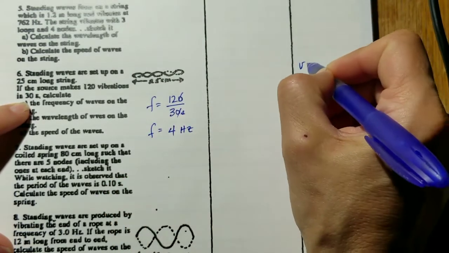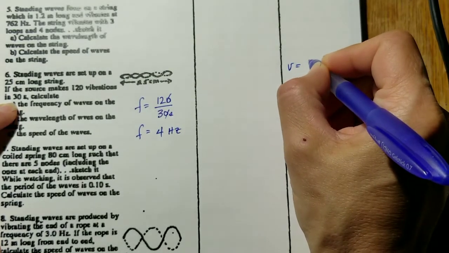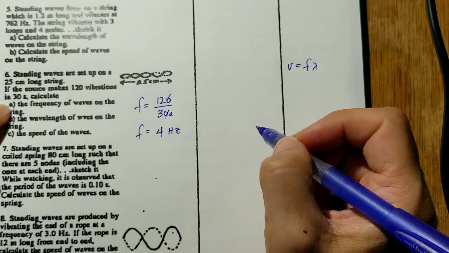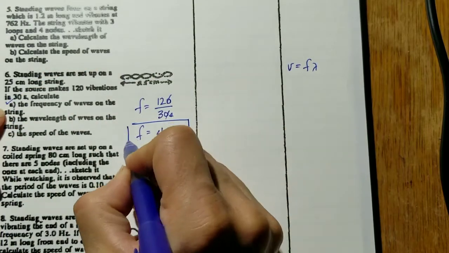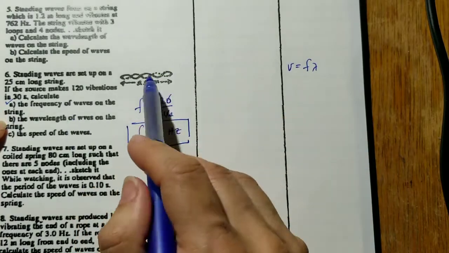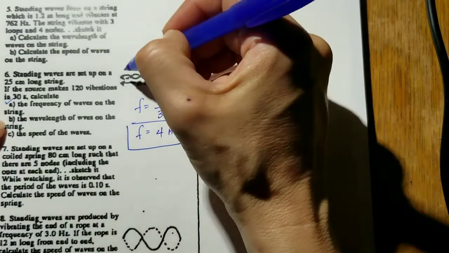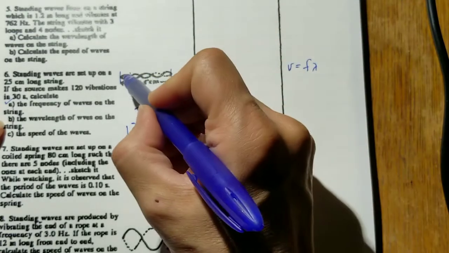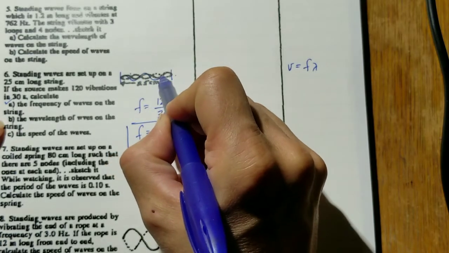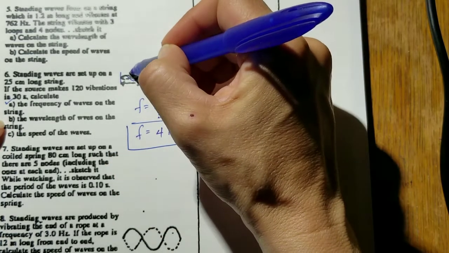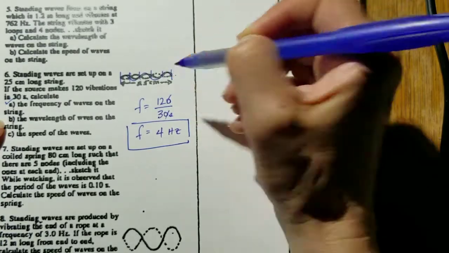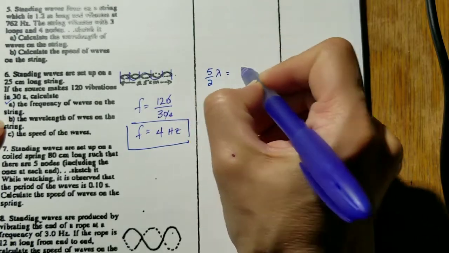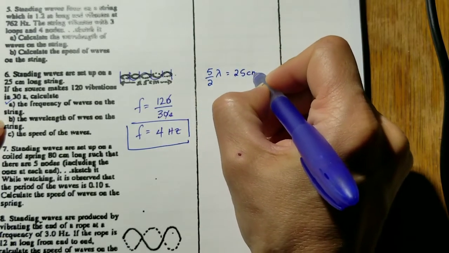To get speed, I need to know frequency and wavelength. So how do I get the wavelength? A is frequency, I'm done, and there's no rounding or anything there. Now the wavelength. They've drawn a picture here, and this is a standing wave. So how many wavelengths are there? Or we can count half wavelengths. Here's 1, 2, and a half. Or 1, 2, 3, 4, 5 halves. So either way, it's going to be 5 halves of a lambda is equal to 25 centimeters.